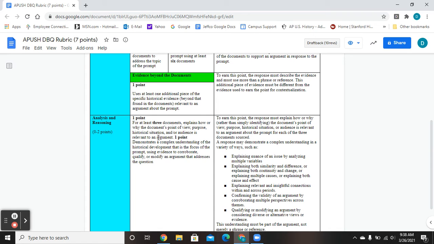Okay, and again, you can just make it real explicit. You can mix and match. One document, you can talk about point of view. Next document, you can talk about purpose. The next document, you can talk about context. Right? You don't have to use the same ones over and over and over again. And you don't have to do all of them. You just have to do one: point of view, purpose, context, audience.